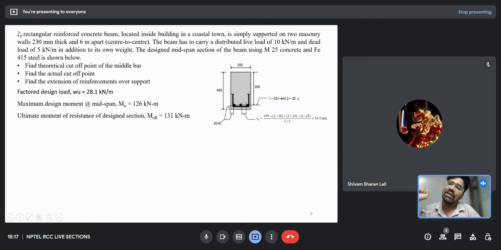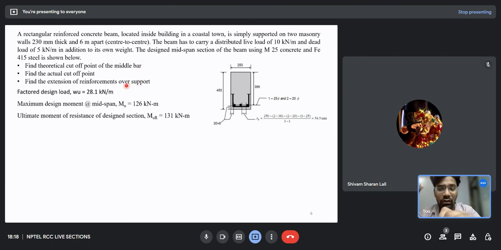What we have here is a rectangular reinforced concrete beam located inside a building in a coastal town. It is simply supported on two masonry walls, which are 230 mm thick and 6 meters apart. The beam has to carry a distributed live load of 10 kilonewton per meter and a dead load of 5 kilonewton per meter in addition to its own weight. The midspan section of the beam is to be designed for concrete M25 and Fe415 steel. What we are supposed to find here: first, the theoretical cutoff point of the middle bar, second, the actual cutoff point, and third, the extension of reinforcement over the support.